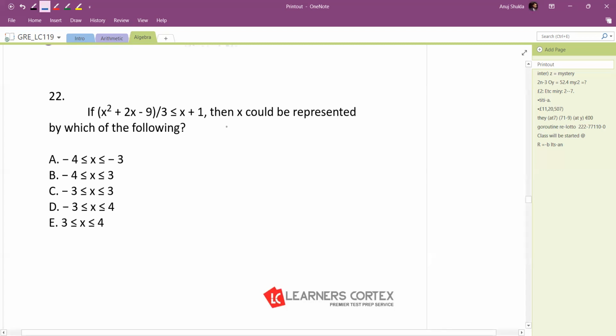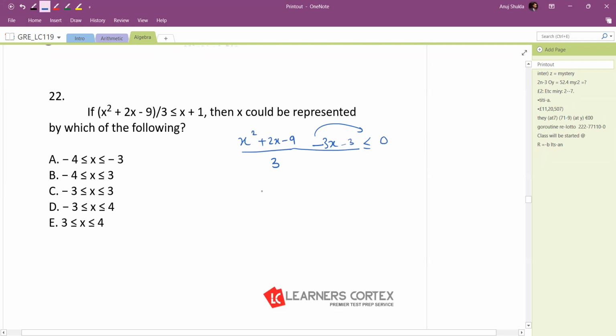This thing I can write is x square plus 2x minus 9 divided by 3 is less than x plus 1. What I'm going to do is I'm bringing this thing there. So what it will become? It will become minus, and this one is also minus. If I take the LCM 3, what will happen? This will be minus 3x and this will become minus 3, right?